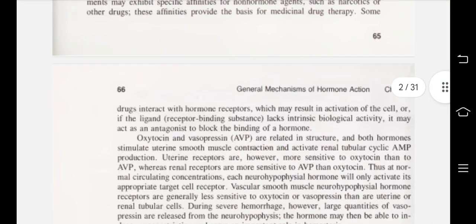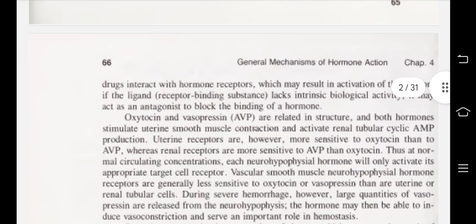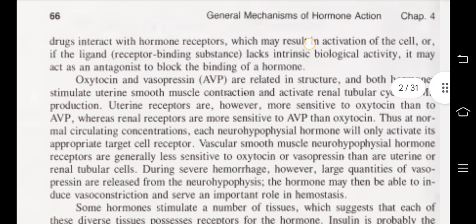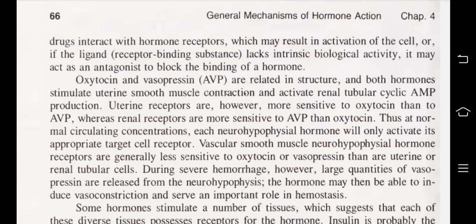Some drugs interact with hormone receptors, which may result in activation of the cell, or if the ligand, the receptor-binding substance, lacks intrinsic biological activity, it may act as an antagonist to block the binding of a hormone. Oxytocin and vasopressin are related in structure, and both hormones stimulate uterine smooth muscle contraction and activate renal tubular cyclic AMP production. Uterine receptors are, however, more sensitive to oxytocin than to ADH. Thus, the renal receptors are more sensitive to ADH than oxytocin.